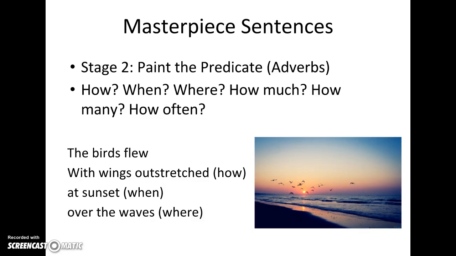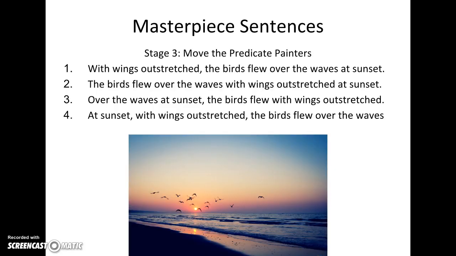Then I would ask them to paint the predicate. How, when, where, how much, how many, how often. How can we take that number 1 sentence, the birds flew, and then turn it into something differently? The birds flew with wings outstretched, explaining how, at sunset, when, over the waves, where.